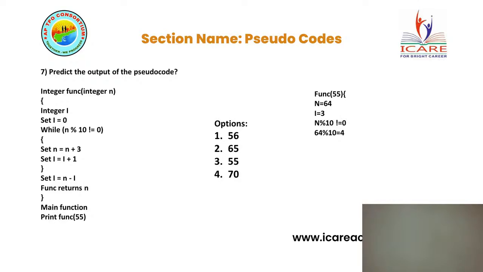4 not equal to 0. The condition is true. Again, we are updating n equal to n plus 3: 64 plus 3 is 66. And I value 3 plus 1 is 4. Again, we are checking the condition n modulo 10 not equal to 0. 66 modulo 10 is 6. It means the condition is true. 6 not equal to 0. Again, we are entering the while loop. Set n equal to n plus 3.